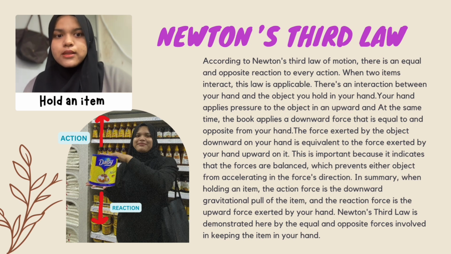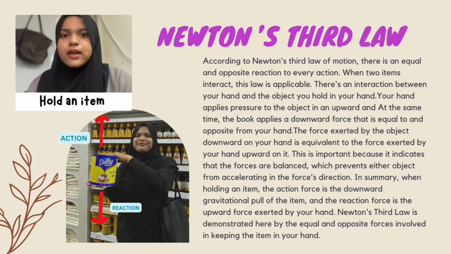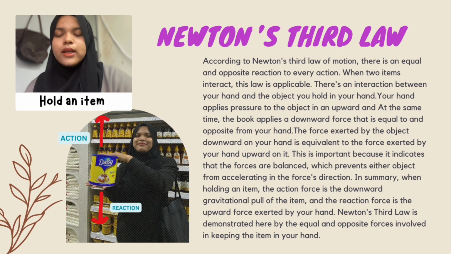According to Newton's third law of motion, there is an equal and opposite reaction to every action. When two items interact, this law is applicable. There is an interaction between your hand and the object you hold in your hand. Your hand applies pressure to the object in an upward direction, and at the same time, the item applies a downward force that is equal to and opposite from your hand. The force exerted by the object downward on your hand is equivalent to the force exerted by your hand upward on it.